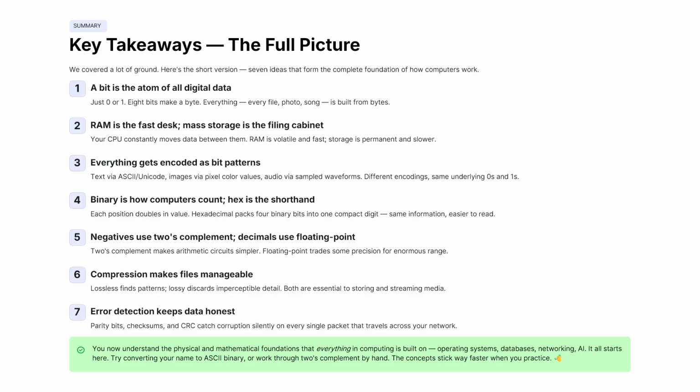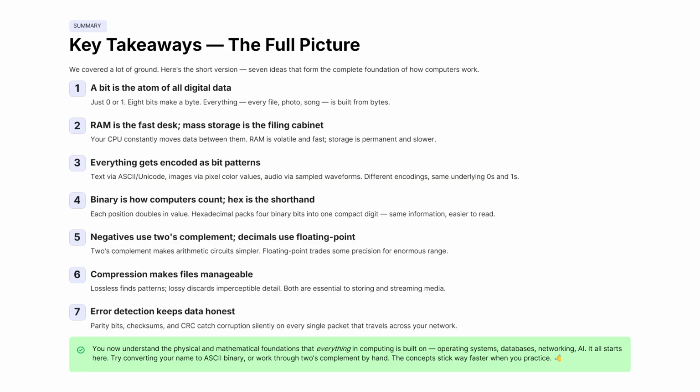Everything gets encoded as bit patterns. Text through standards like ASCII and Unicode, images through pixel color values, audio through sampled waveforms. Binary, base 2, is how computers count. Each position doubles in value. Hexadecimal is just a compact shorthand for binary. Negative numbers use 2's complement, which makes arithmetic circuits simpler. Fractions use floating point, which trades precision for range.